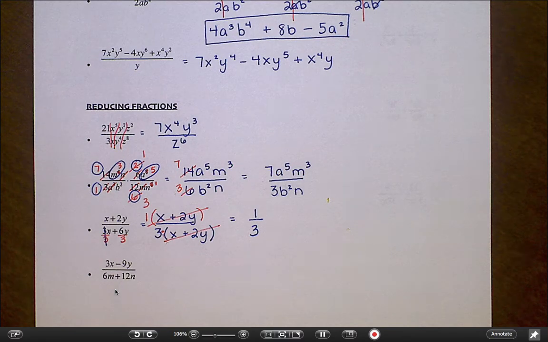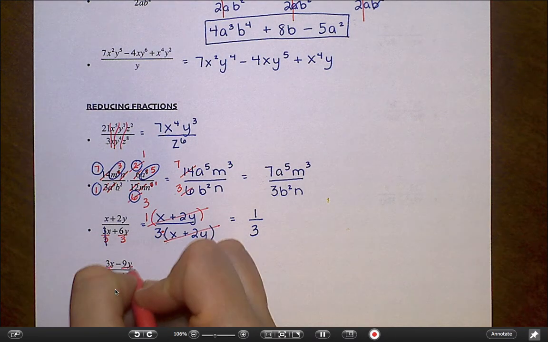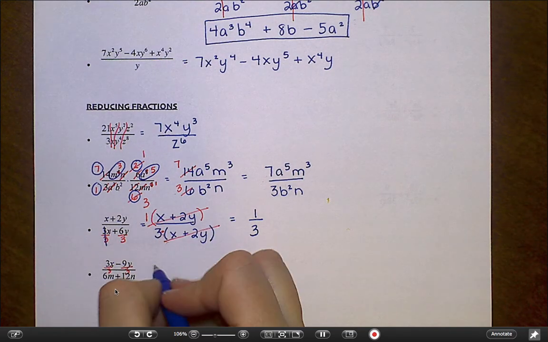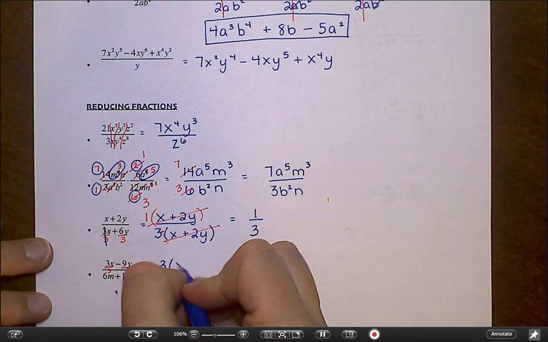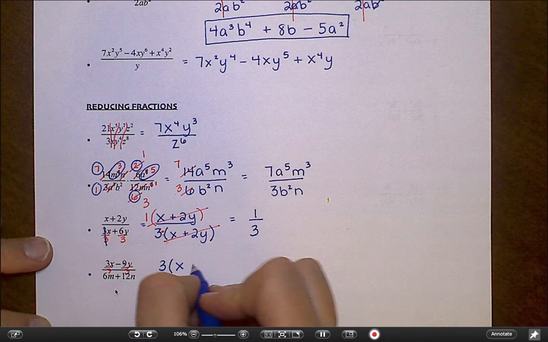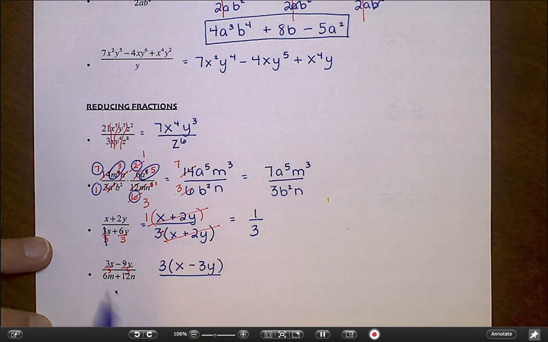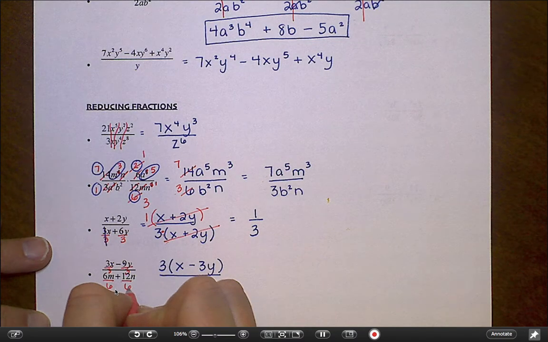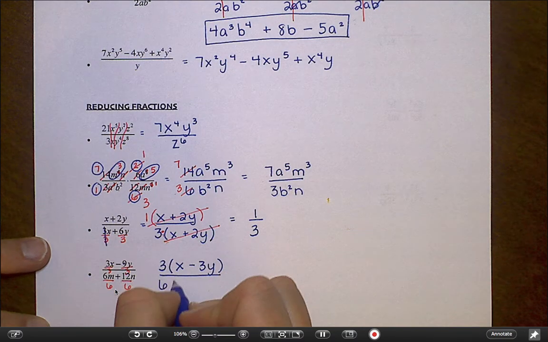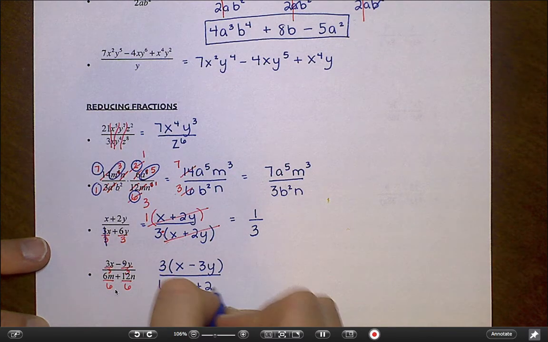So now let's do something similar with this next one. Think about what the 3x and the 9y have in common. They can both be divided by 3. Okay, so I can take a 3 out, and then let's say what would be left over from the 3x, I would just have an x. 9 divided by 3 would be 3, so this would be minus 3y. Over, on the bottom, 6m and 12n could both be divided by 6. So I'm going to put the 6 out front, and then I'm going to have an m plus 2n.